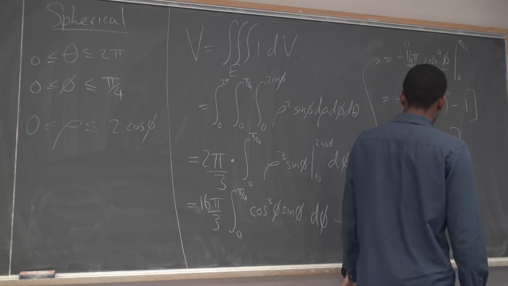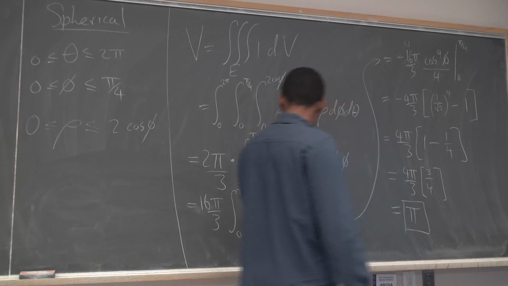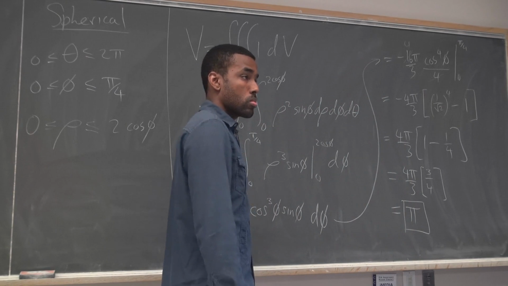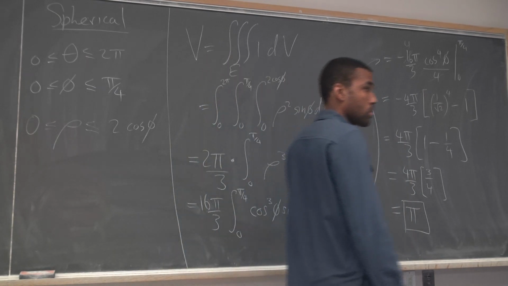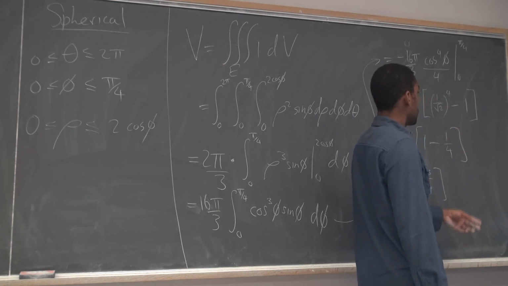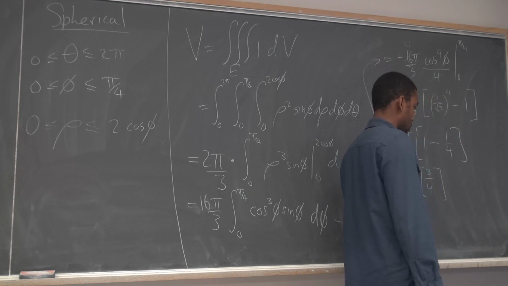Wait, I'm sorry, I missed what happened to this time. Substitution, u equals cosine. Oh, what happened to the minus 4? I swapped the limits, so at this minus 1, I changed to 1 minus. So I took that sign out.